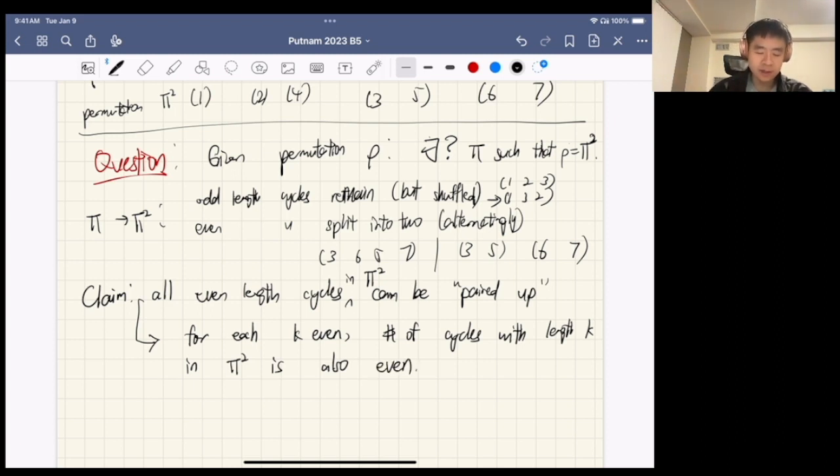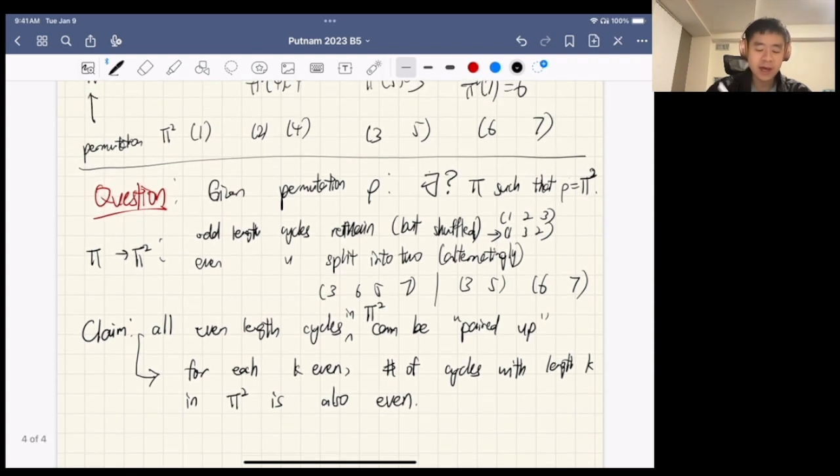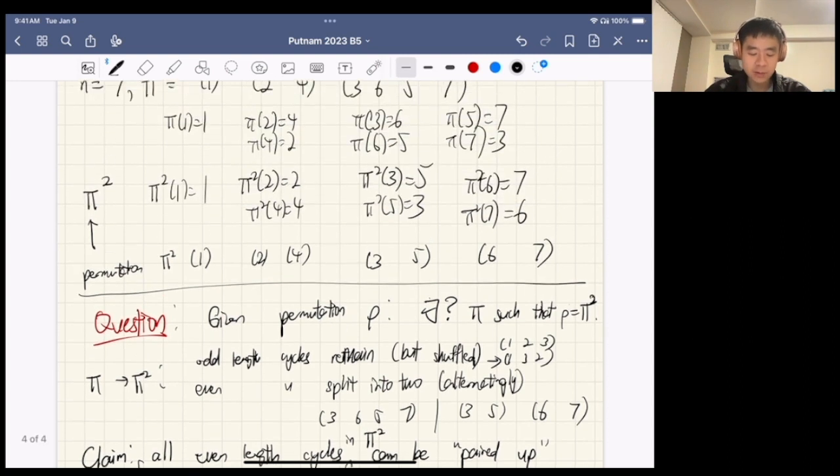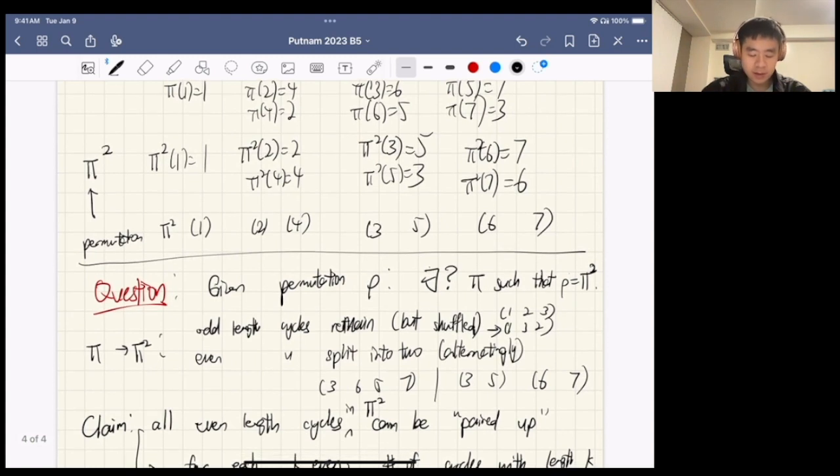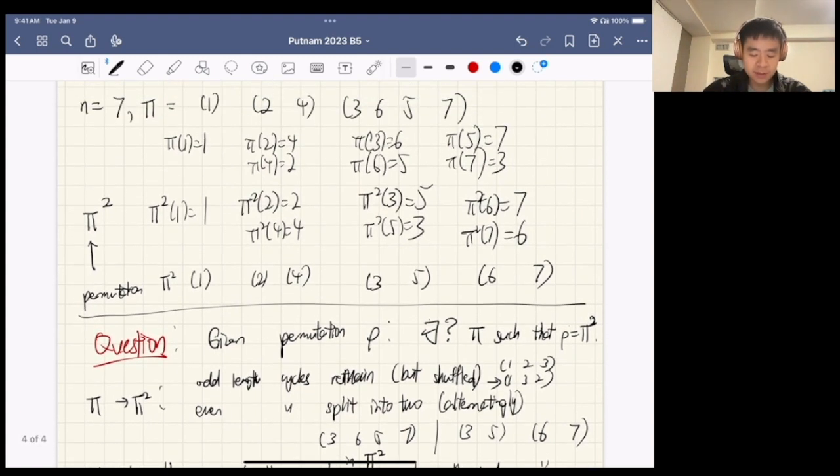Well, why is this the case? Because let's say that we have pi square equals this, revisit our pi square before. So here in pi square, after 2 and 4 is split into 2 and 4 separately, each of them becomes length one. So okay, sure, this doesn't matter. But then here we start with length four, and here we have a length two and length two over here, and you can see that there's a pairing among them.